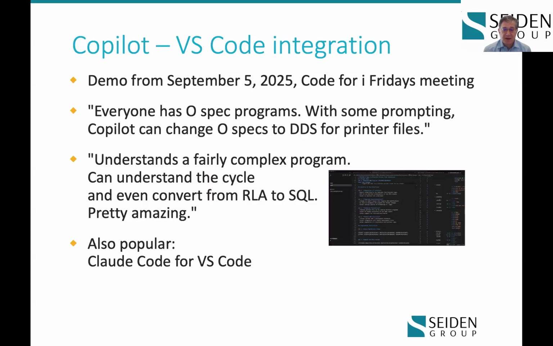Everyone has O-spec programs. With some prompting, Copilot can change O-specs to DDS for printer files. Another quote: it understands a fairly complex program. It can understand the cycle and even convert from record level access to SQL. Pretty amazing. And this is not instantly. It takes some prompting and some trial and error.